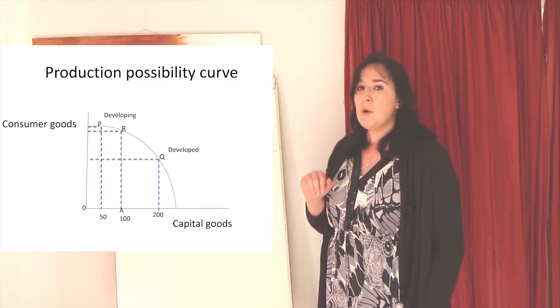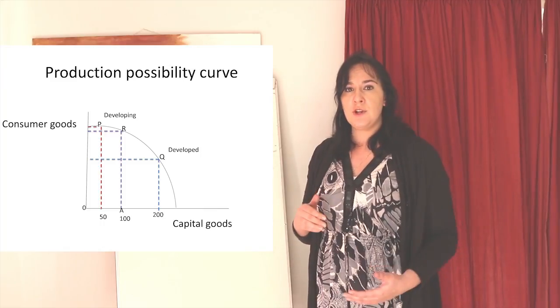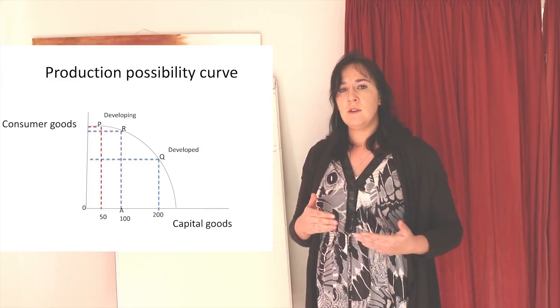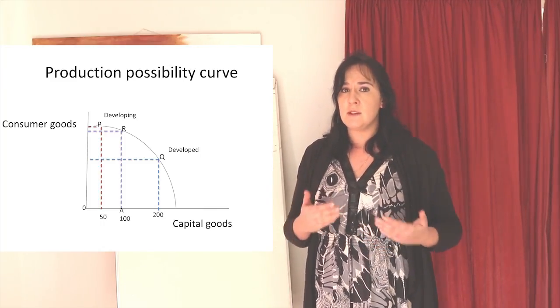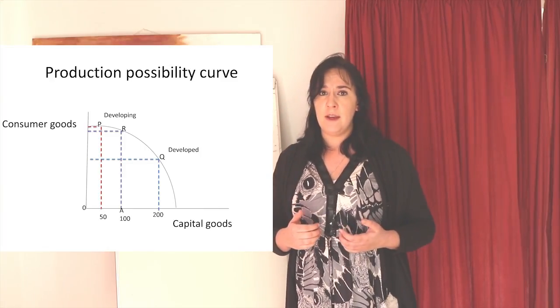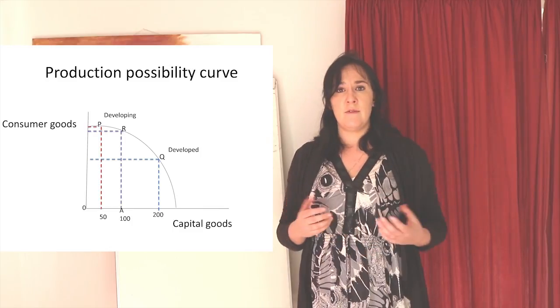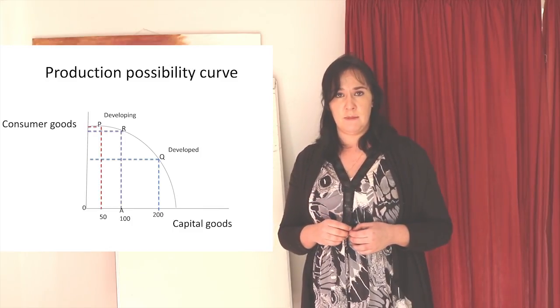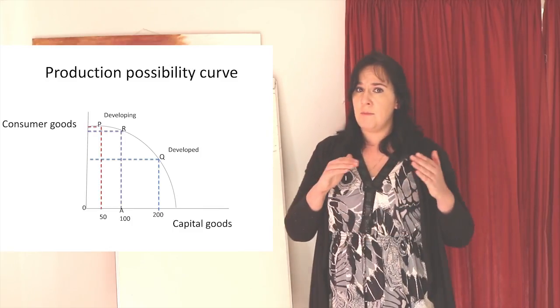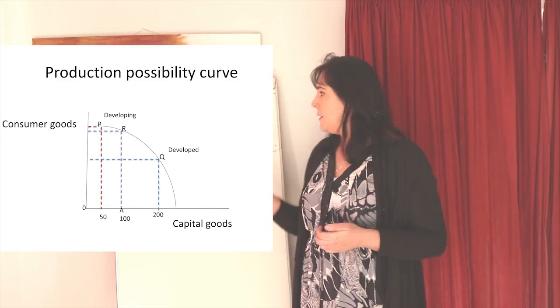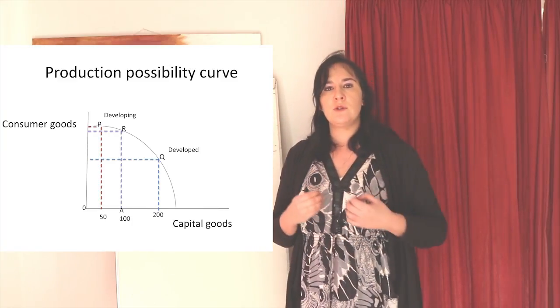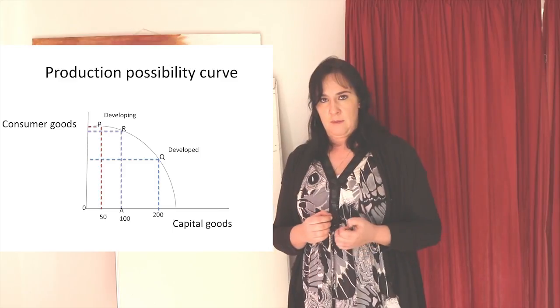But point R shows an economy that is not really struggling, but they're still classified as developing. They are not negative in terms of their capital investment. So they are not better or worse off. Point Q shows a developed economy.